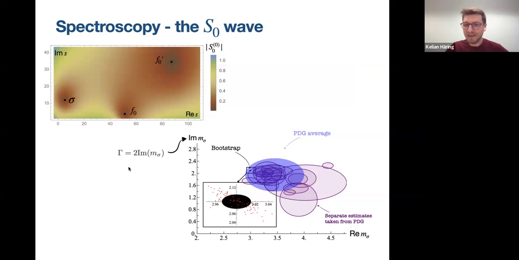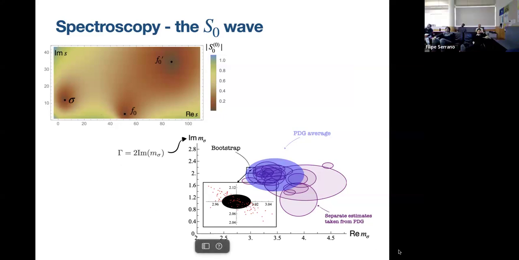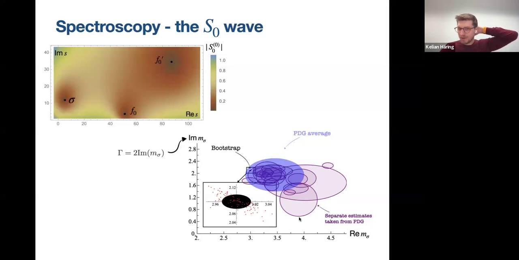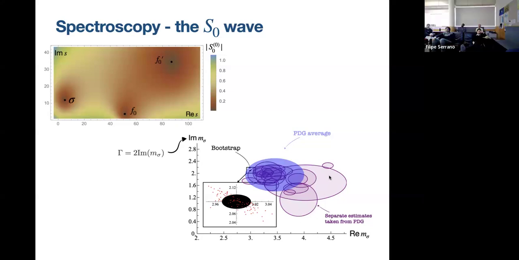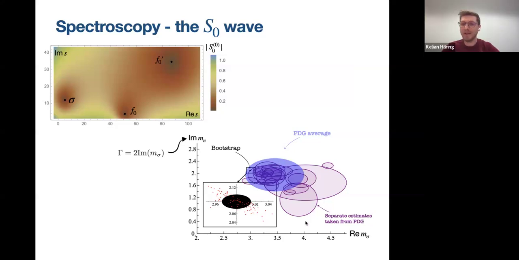Here you can go into the PDG and look at all the determinations from, I think, 2001. They are all these violet ellipses here, and the average is this big violet one. The Bootstrap prediction is this little black dot here. How do we get an ellipse? We have multiple amplitudes which have low chi-square, and we do a weighted average of the mass and width respectively, and we get this ellipse. The red dots are all the Bootstrap amplitudes we took to make this average.